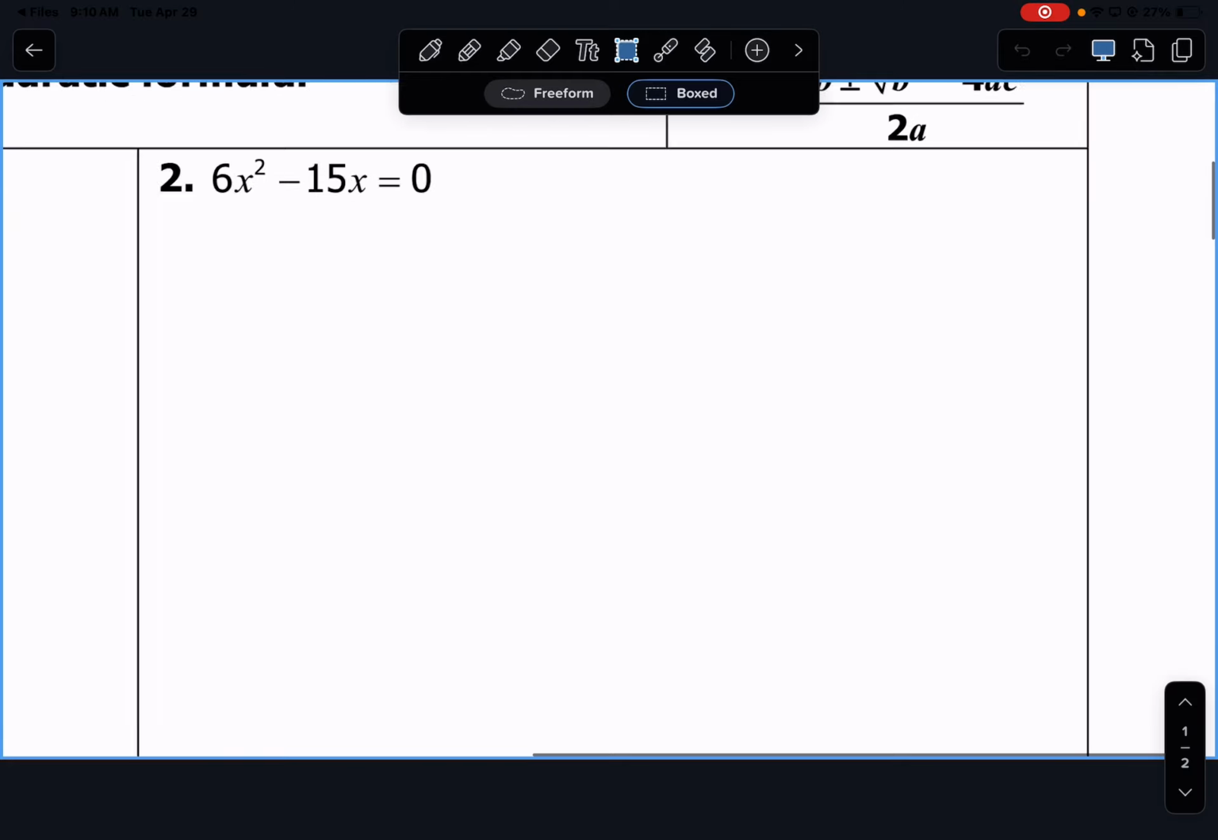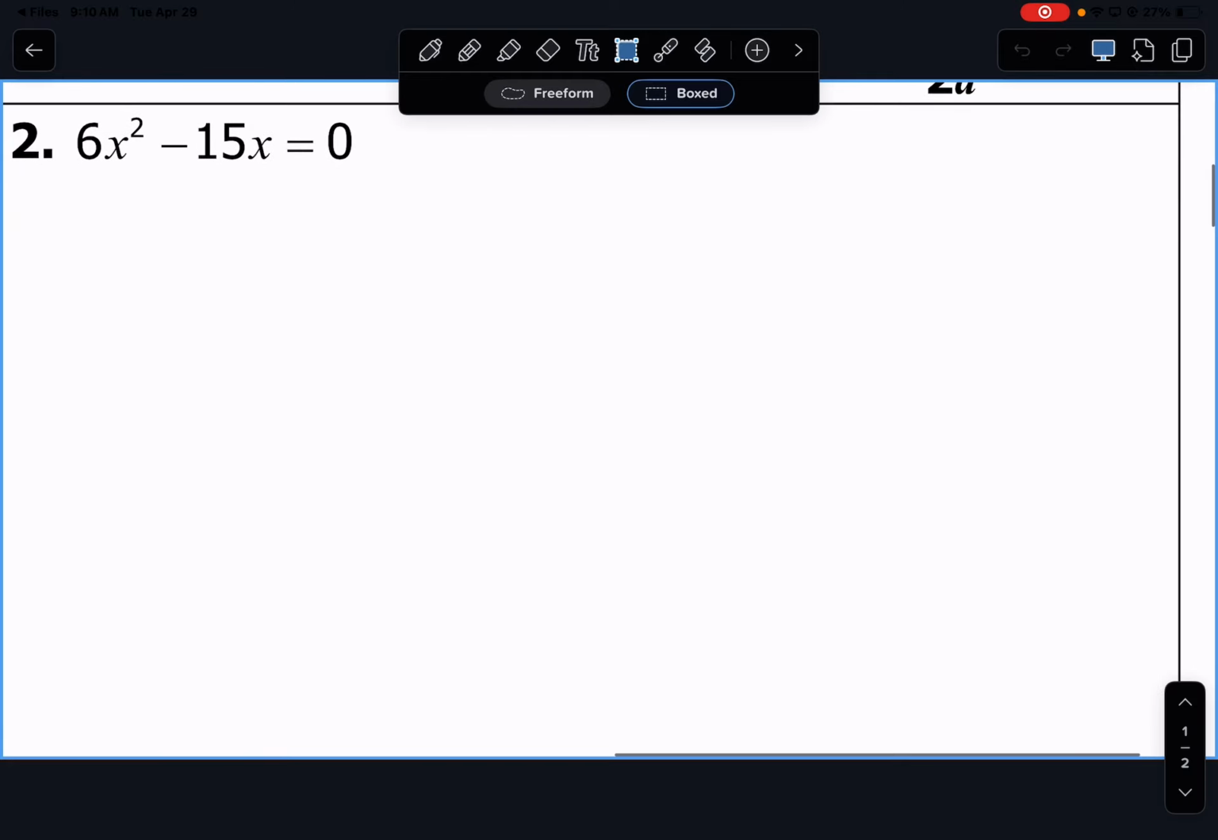We are going to solve using the quadratic formula. So first things first, is this in standard form? Does it equal 0? Okay, awesome. So first things first, we have to find A, B, and C.